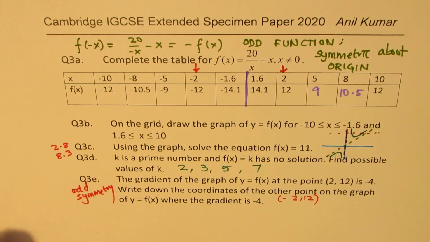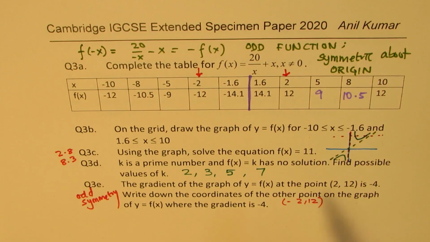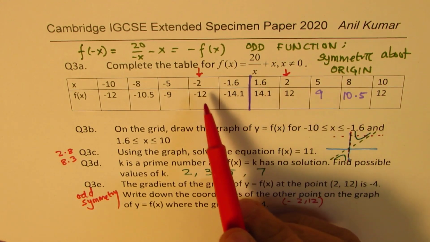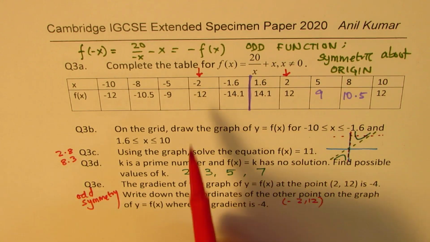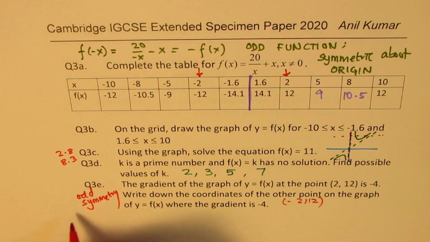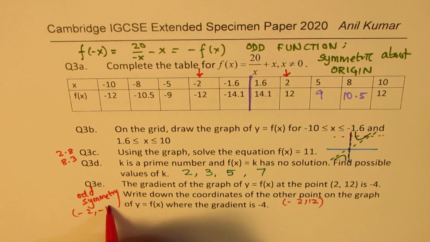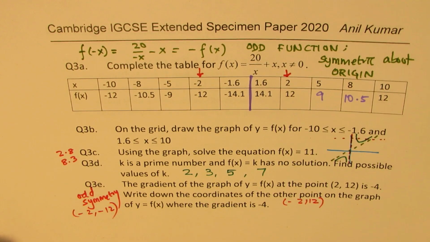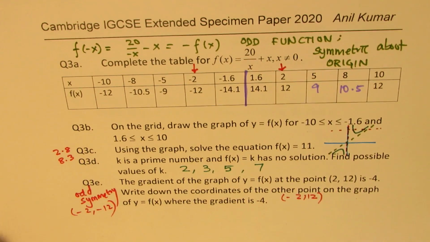Perfect. So that is an excellent explanation. Perfect. So I hope the solutions are absolutely clear. So we got the symmetry, and from there we got our answer. The next point should be -2, -12. So it should be actually -12, right? So the answer is -2, -12. Correct? Now let's take up the next question, which is 3f.